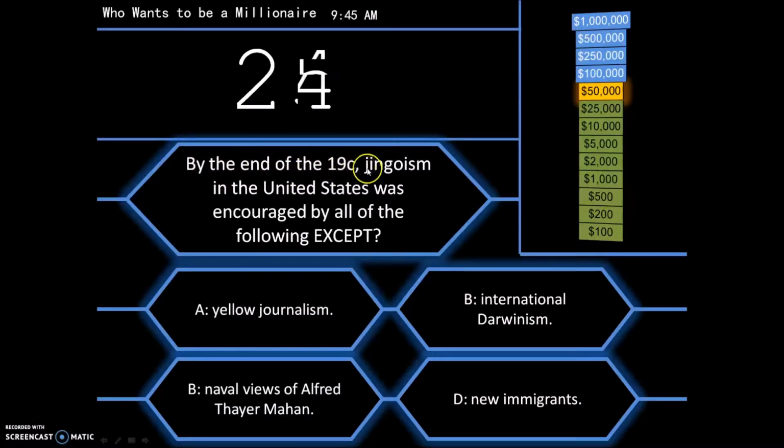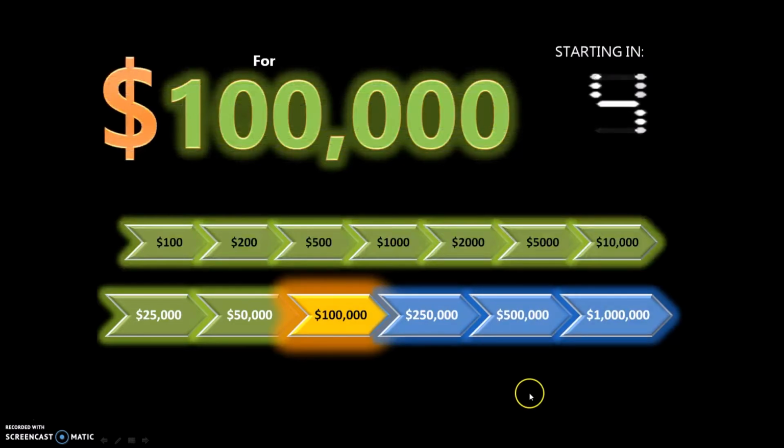By the end of the 19th century, jingoism in the United States was encouraged by all of the following except A. Yellow journalism, B. International Darwinism, C. Naval views of Alfred Thayer Mahan, or D. New immigrants. Of course, except for this, new immigrants. Alright, down to the last 4 questions.